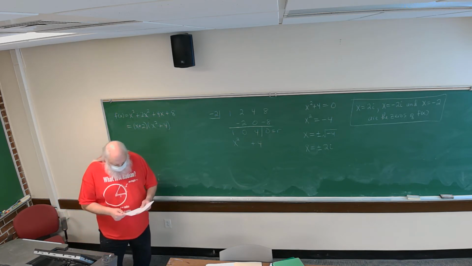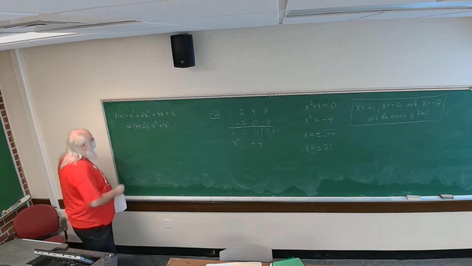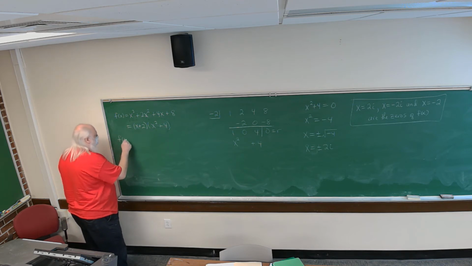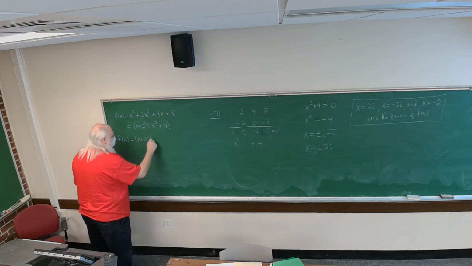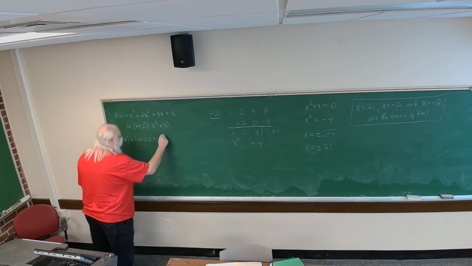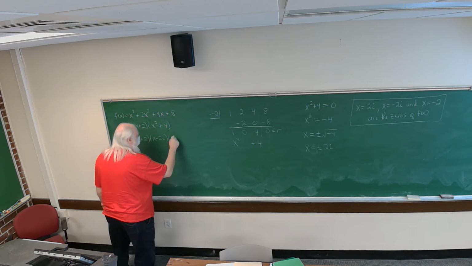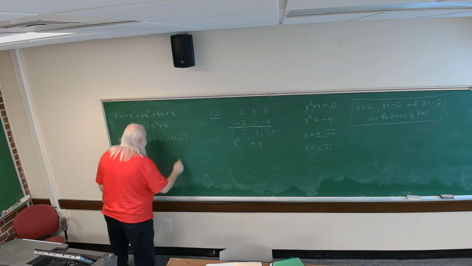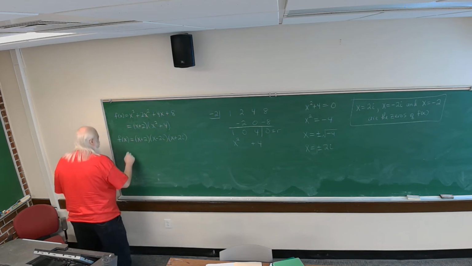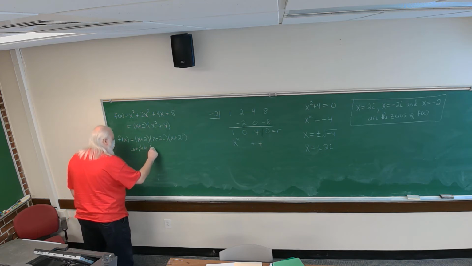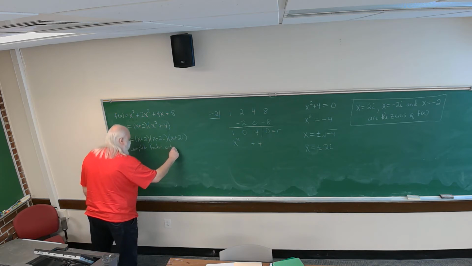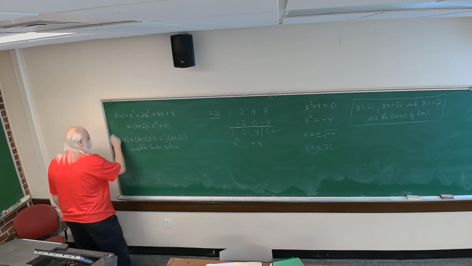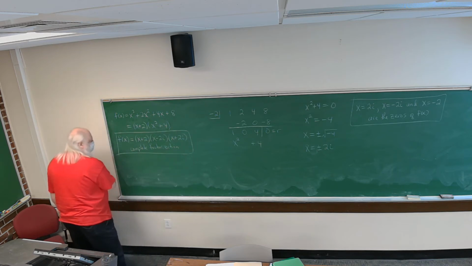All right. So the complete factorization of f of x is equal to x plus 2 times x minus 2i times x plus 2i. This is a complete factorization.